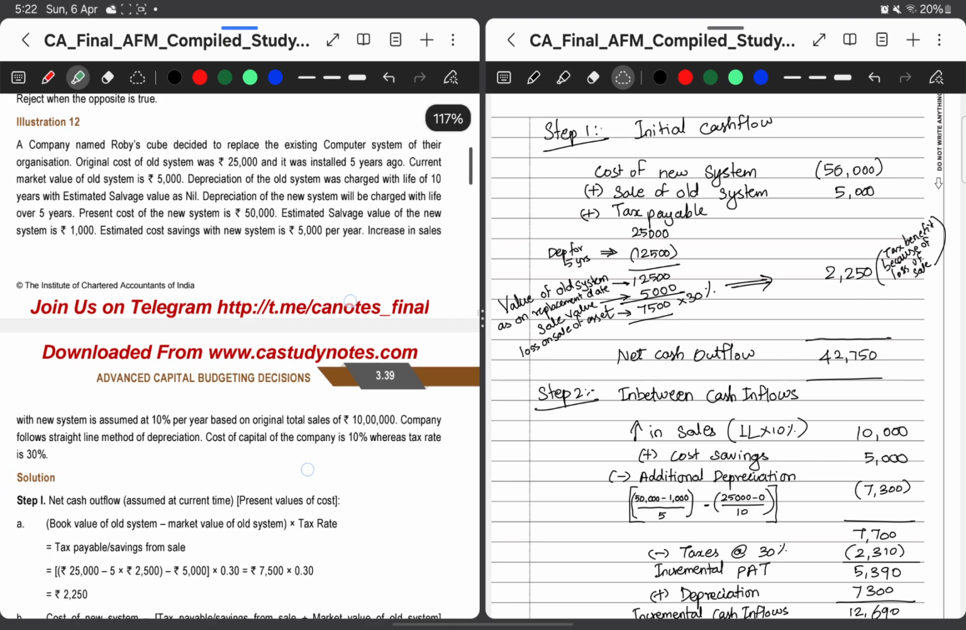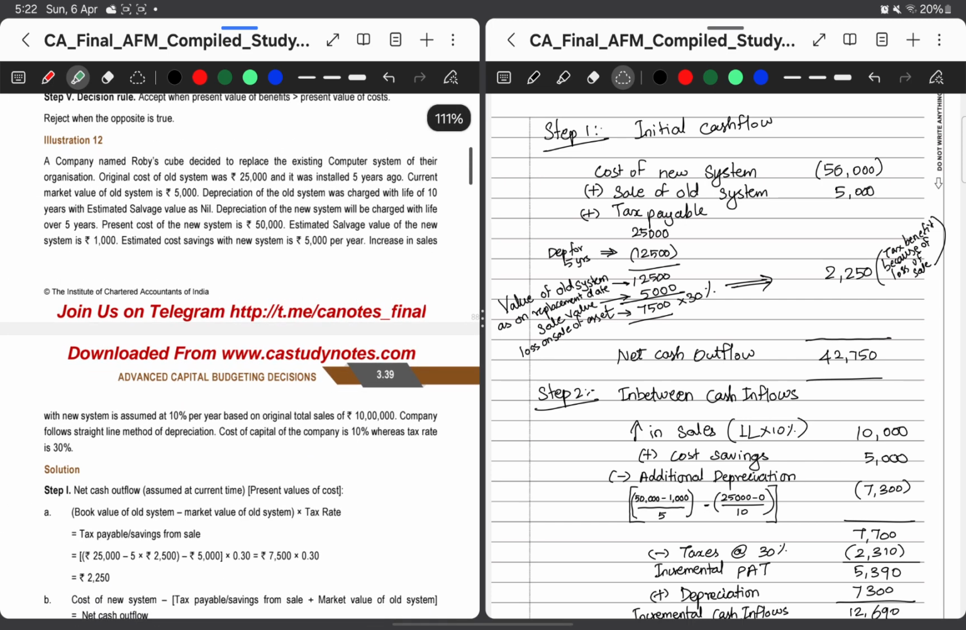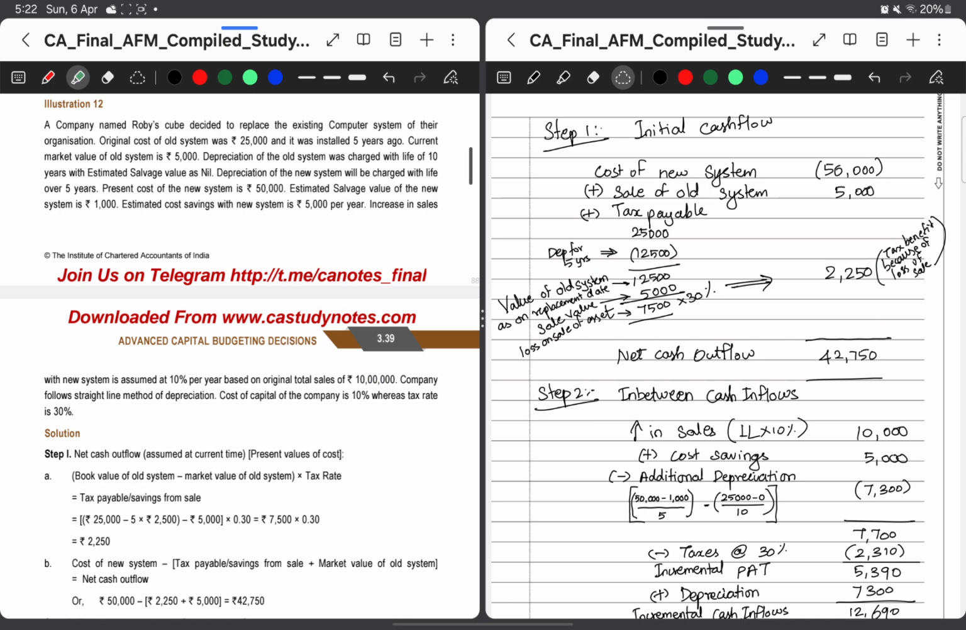Now, increase in sales with the new system is assumed 10% per year based on the original total sales of 10 lakh. Then the company follows a straight line method of depreciation. Cost of capital is 10%, whereas tax rate is 30%.